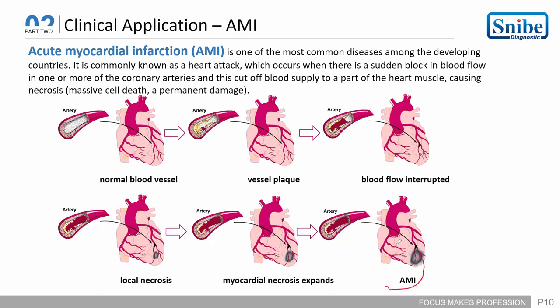Acute myocardial infarction is the most common disease in developing countries, and it is also known as heart attack. When it occurs, there is a sudden block in the blood flow in one or more of the coronary arteries. This cuts off the blood supply to part of the heart muscle and causes necrosis. This necrosis, massive cell death, and permanent damage may lead to the heart attack. So this is about acute myocardial infarction.